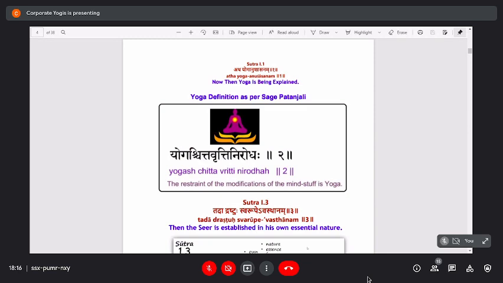Shlokas, like Bhagavad Gita shlokas or other Bhagavatam shlokas, are like an interpretation of any concept. But when you say sutra, a sutra has to have 2 or 3 qualities. It has to be precise. It has to be concise. It should talk about the truth, and it should be to the point.